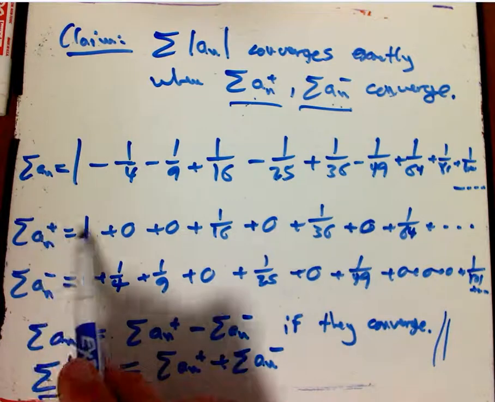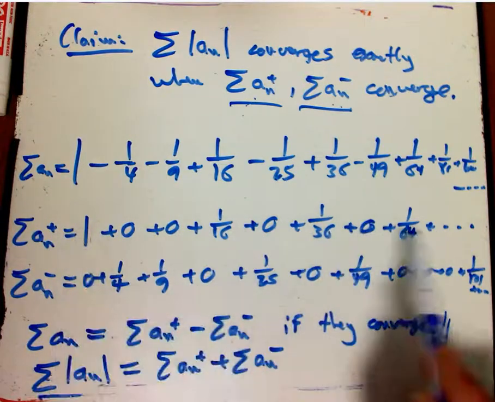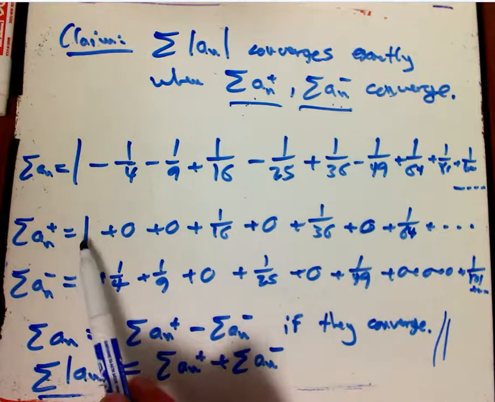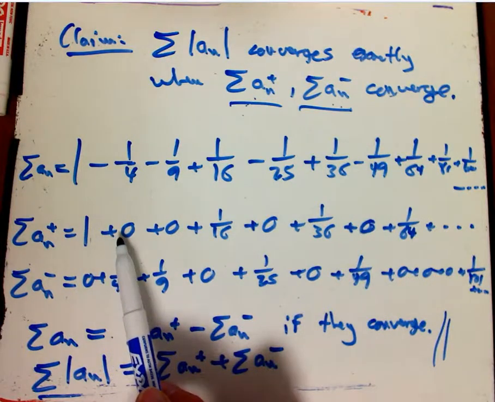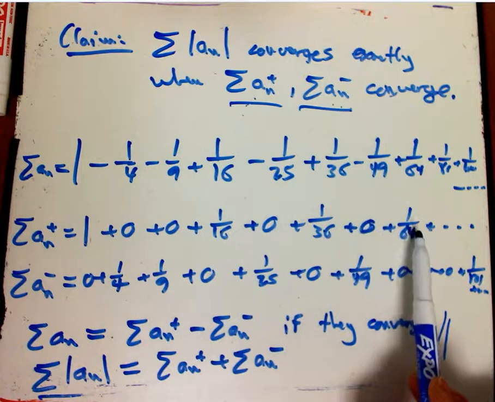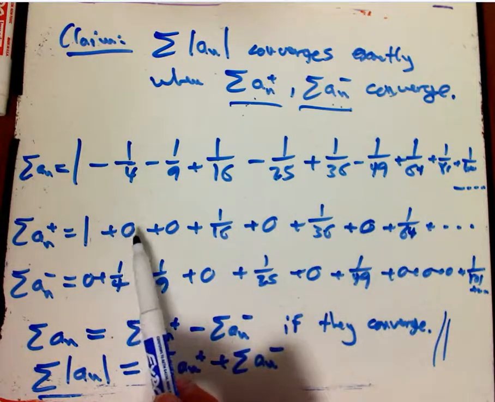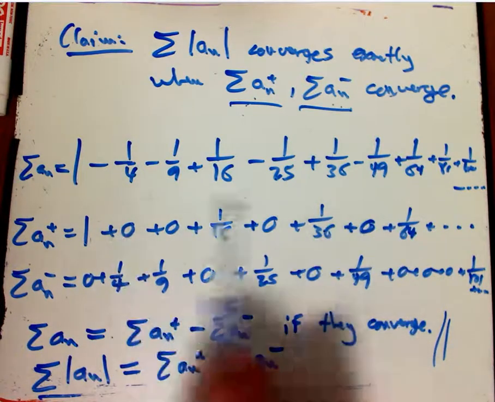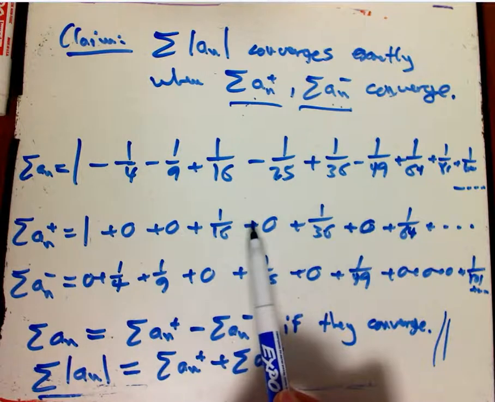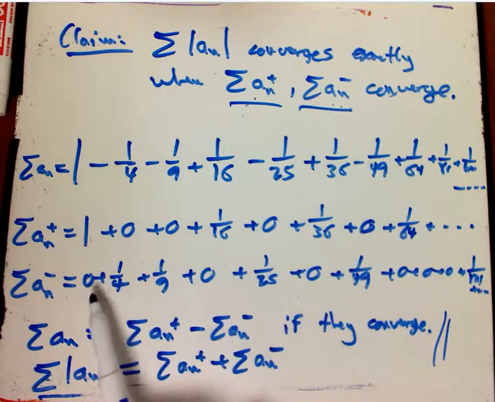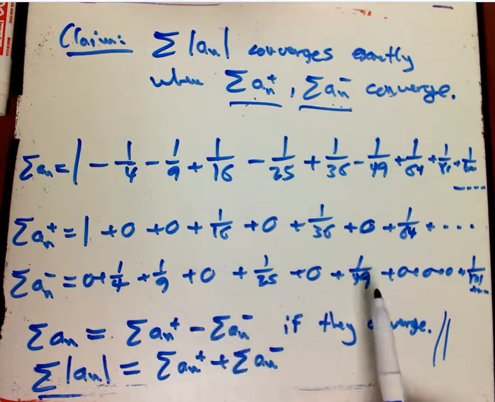Well, look at this. This is a series whose terms are positive, and they're less than or equal to the absolute values. Because whenever it's a plus, you have a non-zero thing equal to the absolute value, and 0 is certainly less than 1/4. This is less than 1/9. So this is less than the series with all plus signs. This is also a series with positive terms that compares to the absolute value.